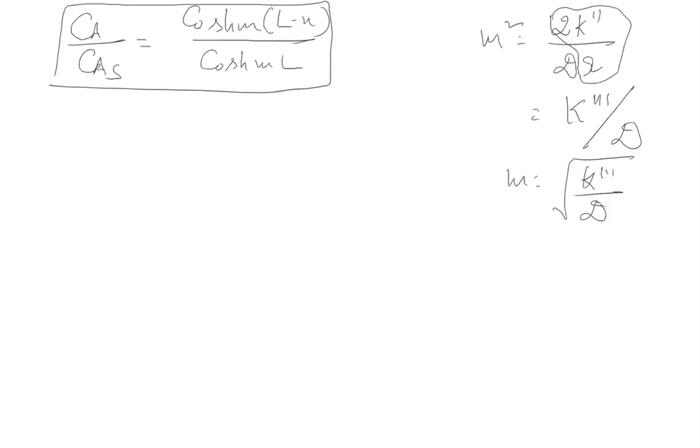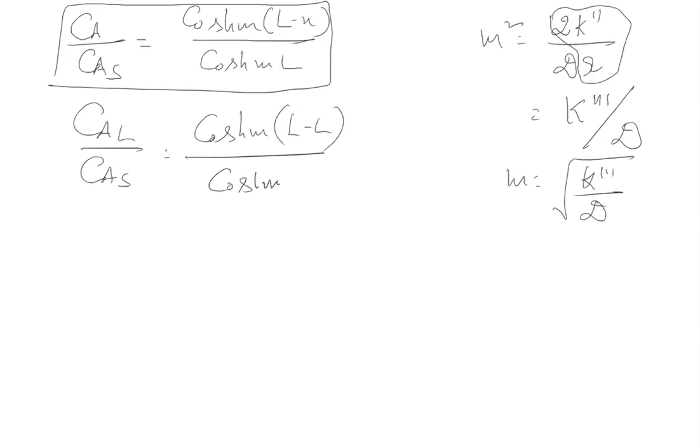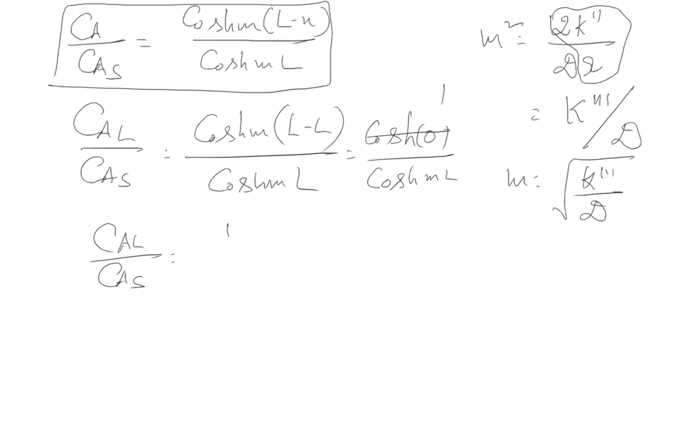Now I will draw the concentration profile. Let's find the exit concentration: CAL by CAS is equal to cosh(m(L minus L)) divided by cosh(mL), so cosh 0 divided by cosh(mL). What is cosh 0? 1, no. So CAL by CAS is 1 by cosh(mL). Now this CAL divided by CAS is a function of mL.